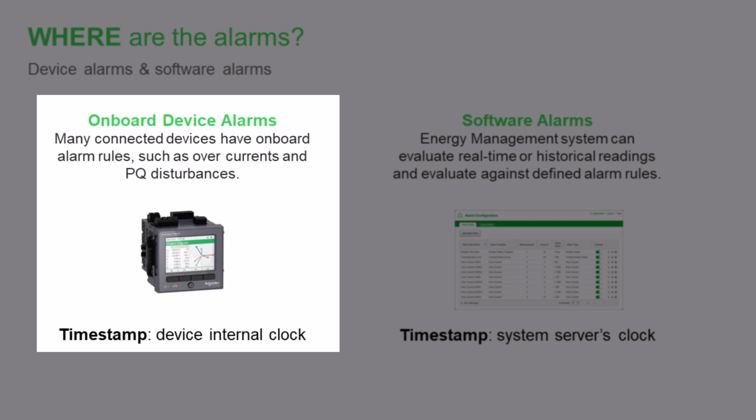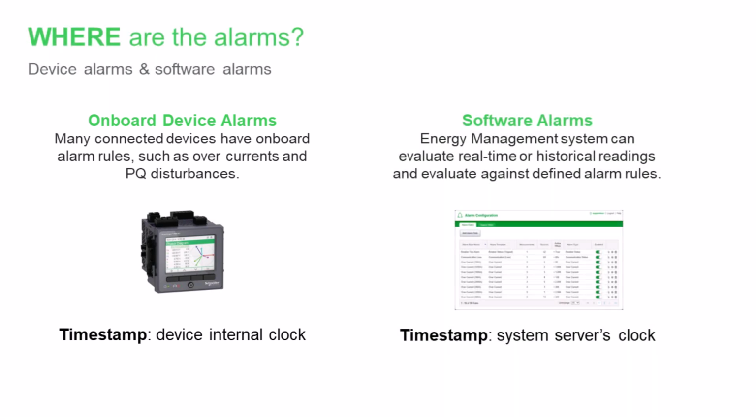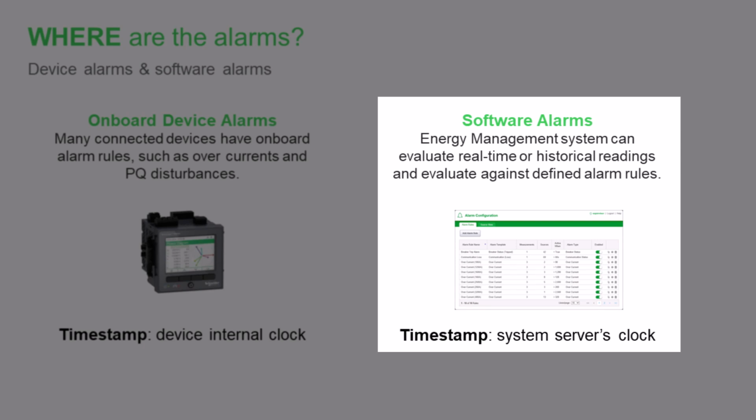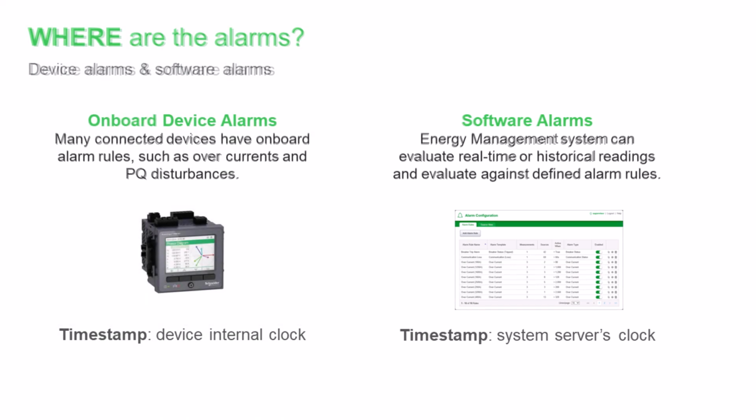The device will not only make the alarm state go active, but it will also record a timestamp of that event according to the device's internal clock. For that kind of alarms, the PME system acts as an aggregator and notification engine. On the other hand, there are software alarms, which are alarm rules defined directly on the system's server. It is the PME software which is monitoring parameters and evaluating alarm conditions. For software alarms, the alarm timestamp is recorded by the PME software according to the system server's clock.